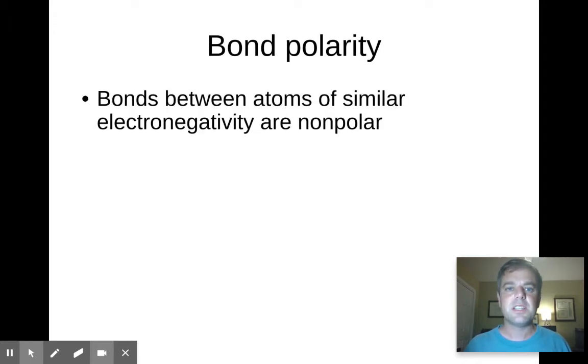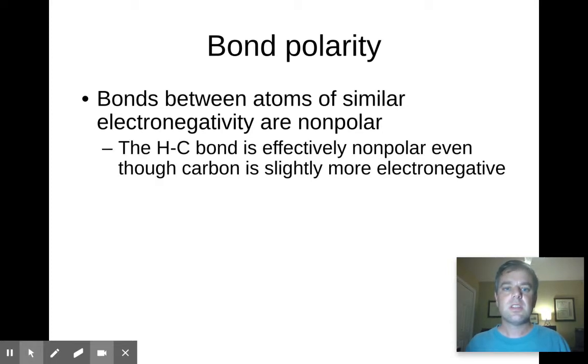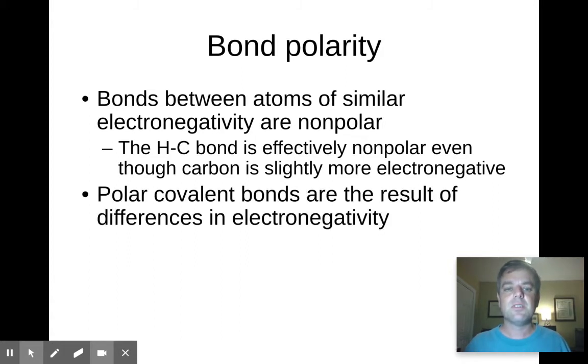So, on to bond polarity. Bonds between atoms of similar electronegativities are nonpolar. In other words, they equally share their electrons. And the hydrogen carbon bond is considered to be nonpolar, even though carbon is a little more electronegative. It's close enough that essentially if a compound only has hydrogen and carbon in it, we treat it as if it is a nonpolar molecule. Anytime there's a difference in electronegativities, there is some degree of polar characteristics to that molecule.